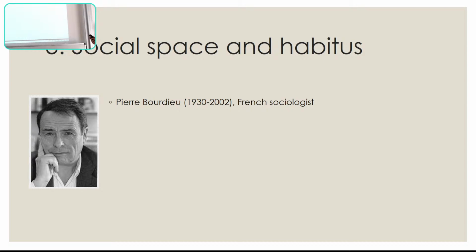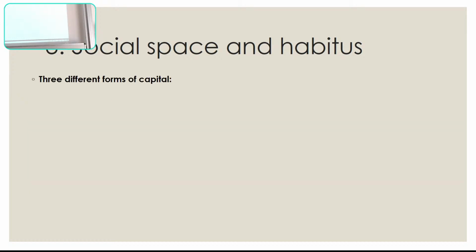Okay. Let's move on to social space and habitus. This is a theory that was created by Pierre Bourdieu. You've probably heard of him already if you've been studying maybe a bit longer. He was a French sociologist, so we're going to have quite a social approach to this. He had this idea of three different forms of capital: economic capital, cultural capital, and social capital.